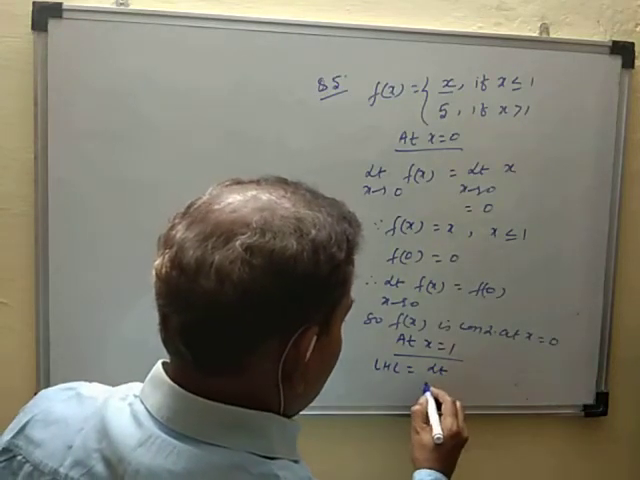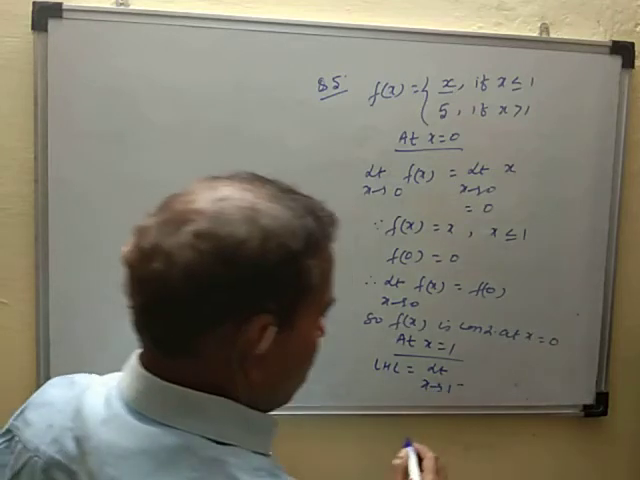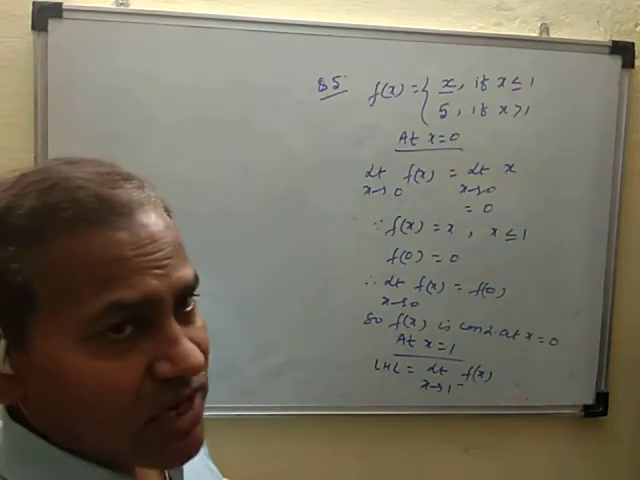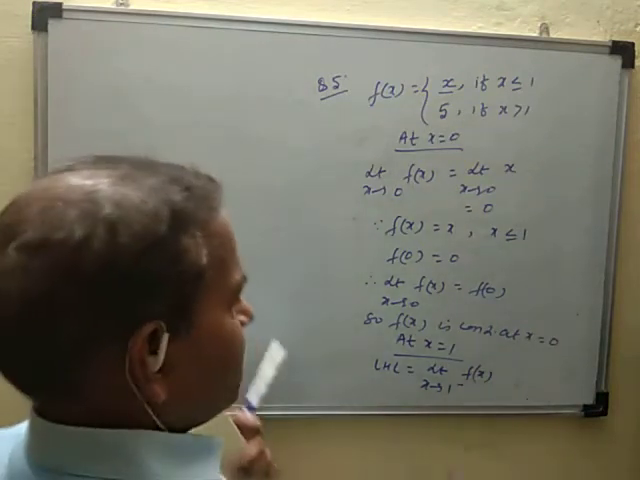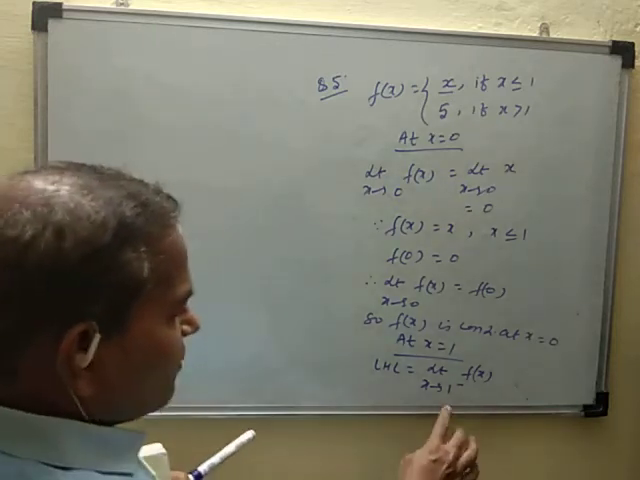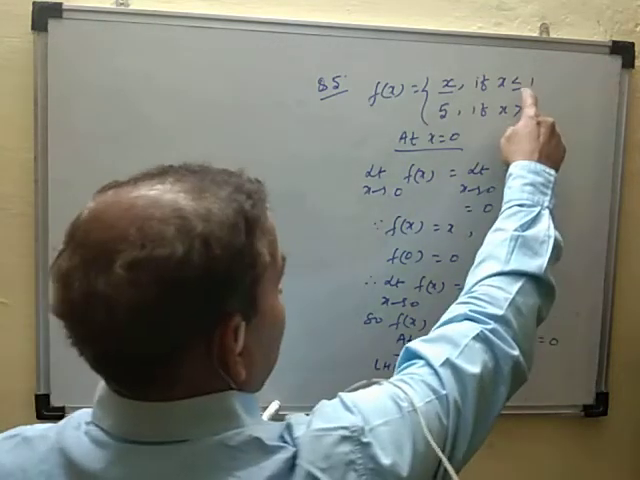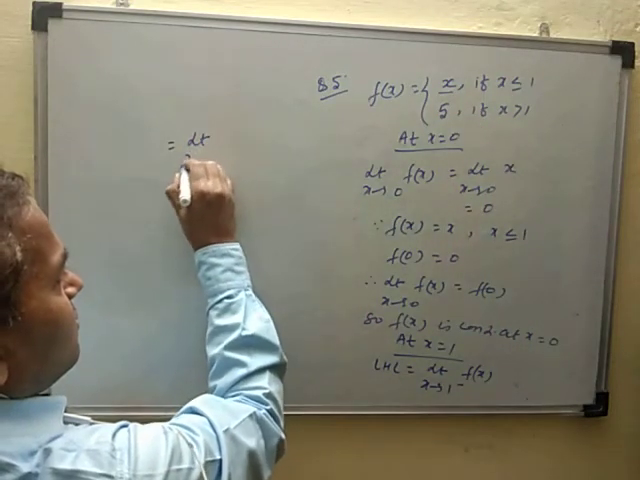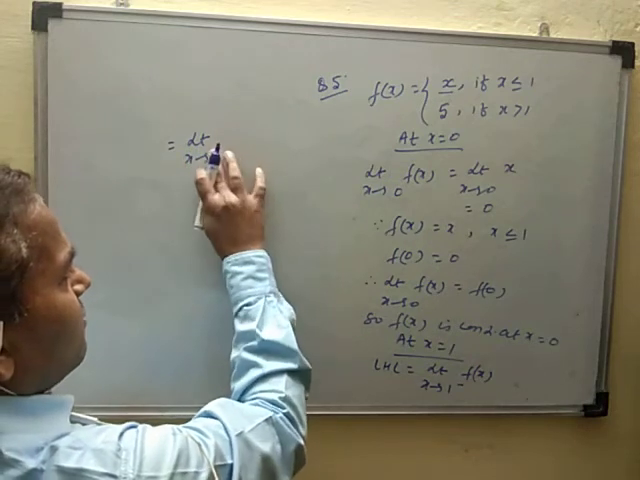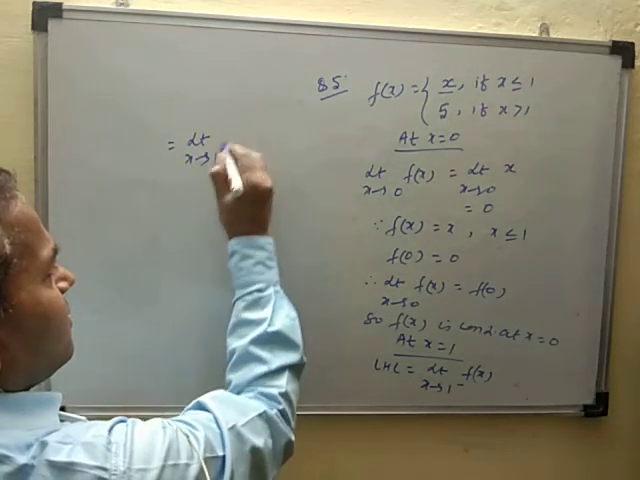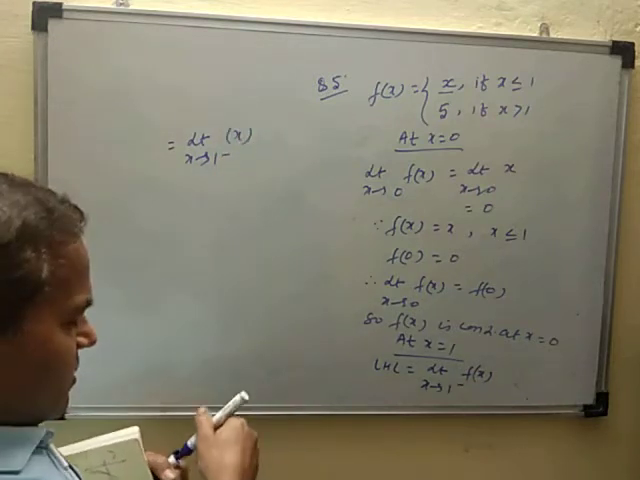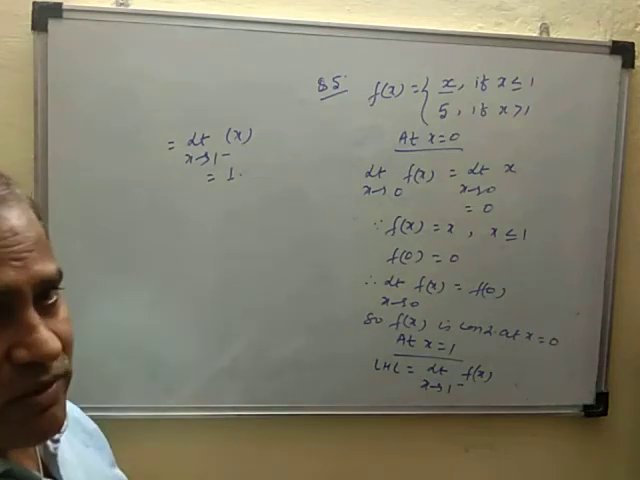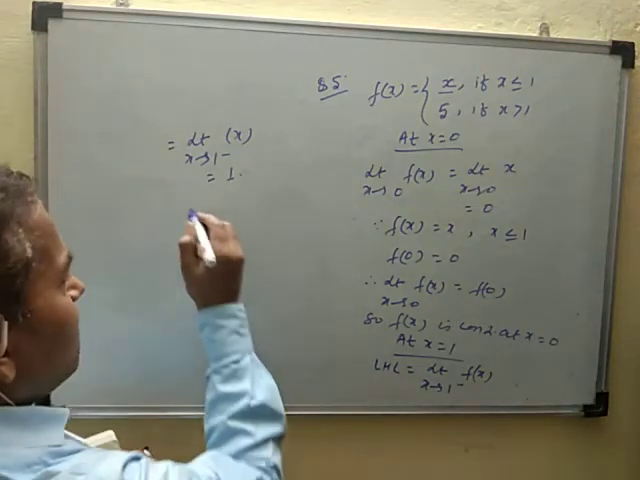LHL, that is limit x tend into 1 minus f of x, limit x tend into 1 minus, that is 1 से less, and 1 से less means the value of x less than 1, and less than 1 then function value is x. So put value. So limit x tend into 1 minus f of x value is x. Now put limit value is 1. So LHL is 1.